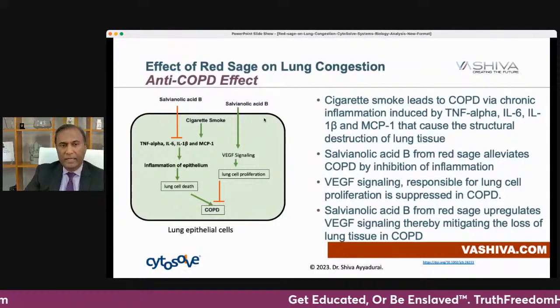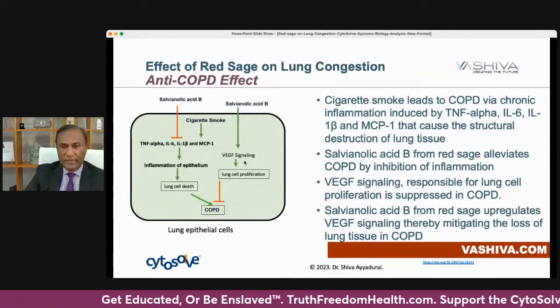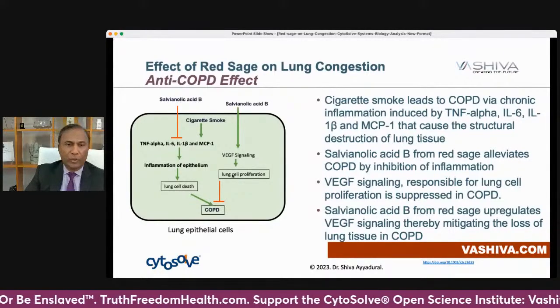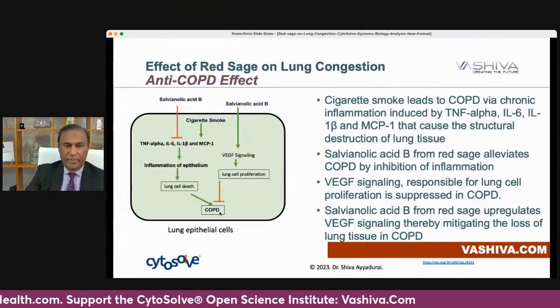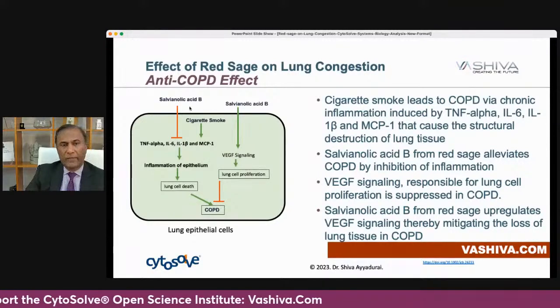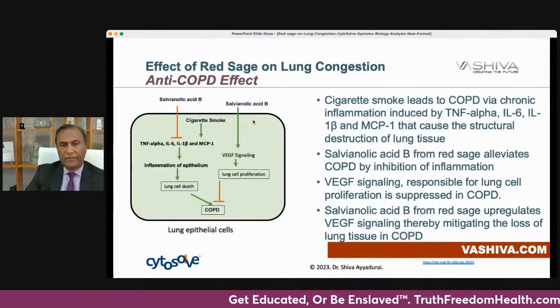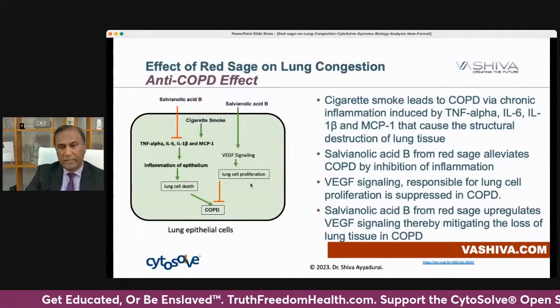Okay, now salvianolic acid B over here also supports VEGF signaling, which is responsible for supporting the growth of lung cells. And when you get lung cell proliferation, that stops COPD. So it's really a left hook, right hook. So salvianolic acid on one hand blocks these four cytokines, which cause inflammation of the epithelium, but salvianolic acid also increases VEGF signaling, which leads to lung cell proliferation.